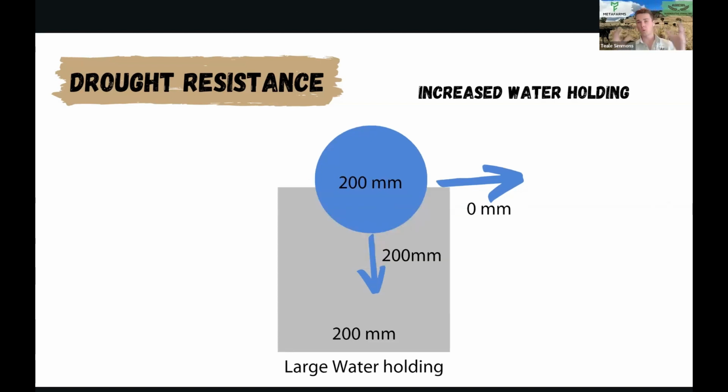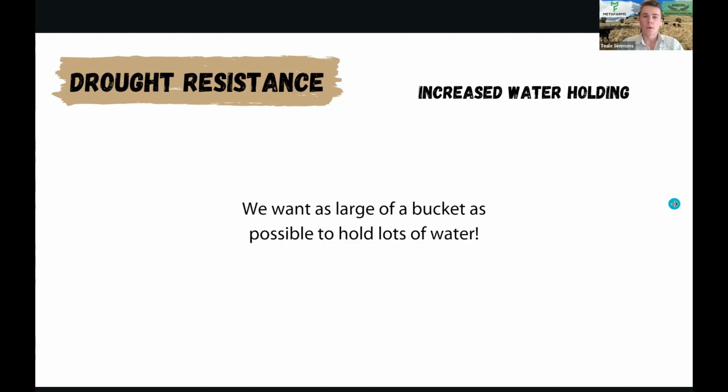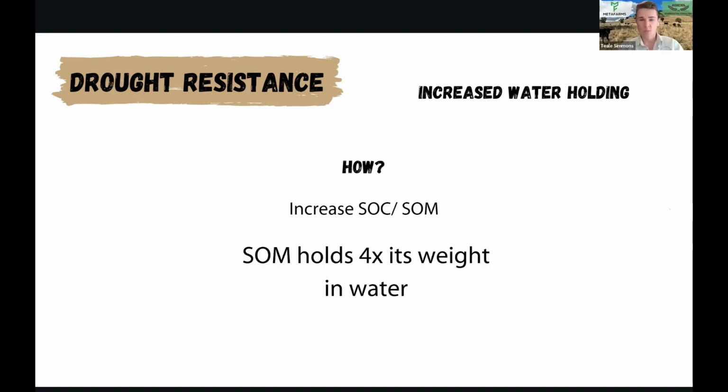Now, if we have a really large water holding capacity and we can capture all that, assuming we're not infiltration limited, we get to capture all of that water and we're not going to waste any of it. So we want as large a bucket or water tank as possible to hold lots and lots of water. So how much can we hold? As I said before, soil organic matter holds about 4 times its weight in water. So we want to increase soil organic carbon or soil organic matter to do this.